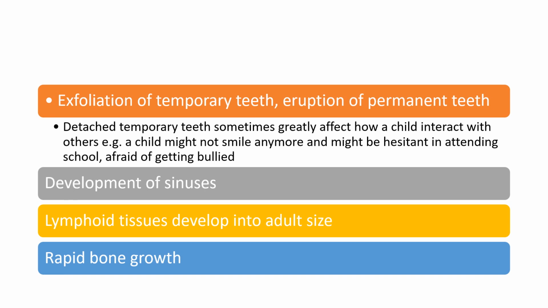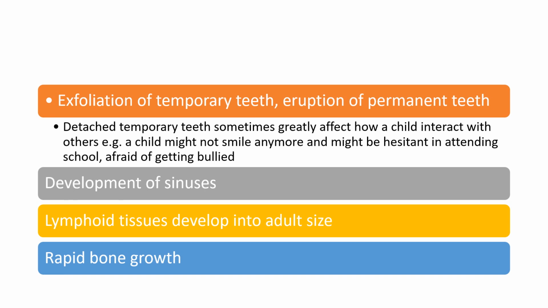So first is the exfoliation of temporary teeth, eruption of permanent teeth. So what does this mean? So during the ages of 6 to 12, they lose their teeth, that's why we have the term milk teeth. This is the time where the concept of the tooth fairy is rampant at this age, because children are now losing their temporary teeth, and the growth of their new teeth actually begins. So again, the detached temporary teeth sometimes greatly affect how a child interacts with others.